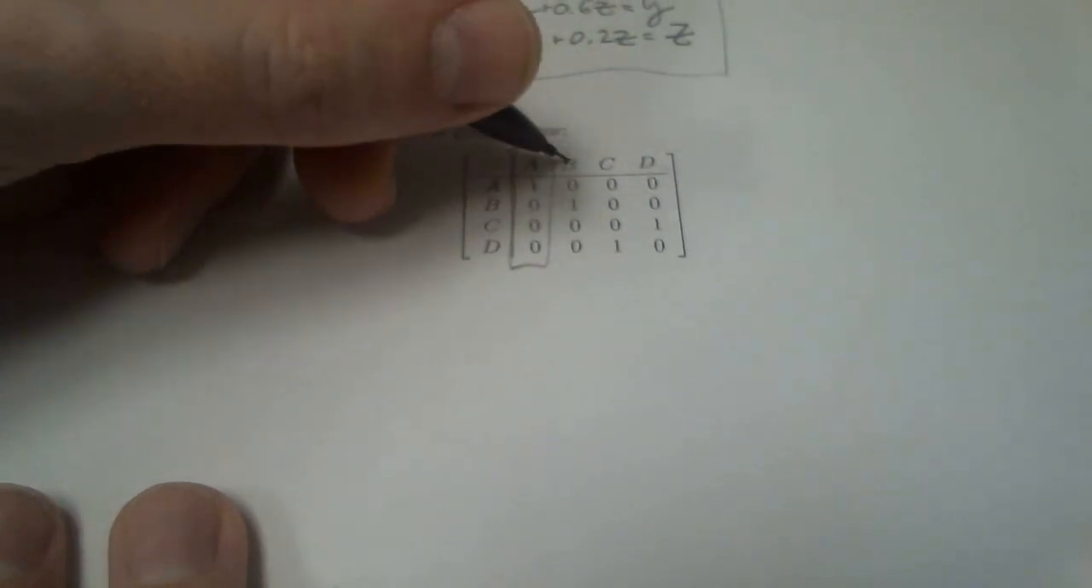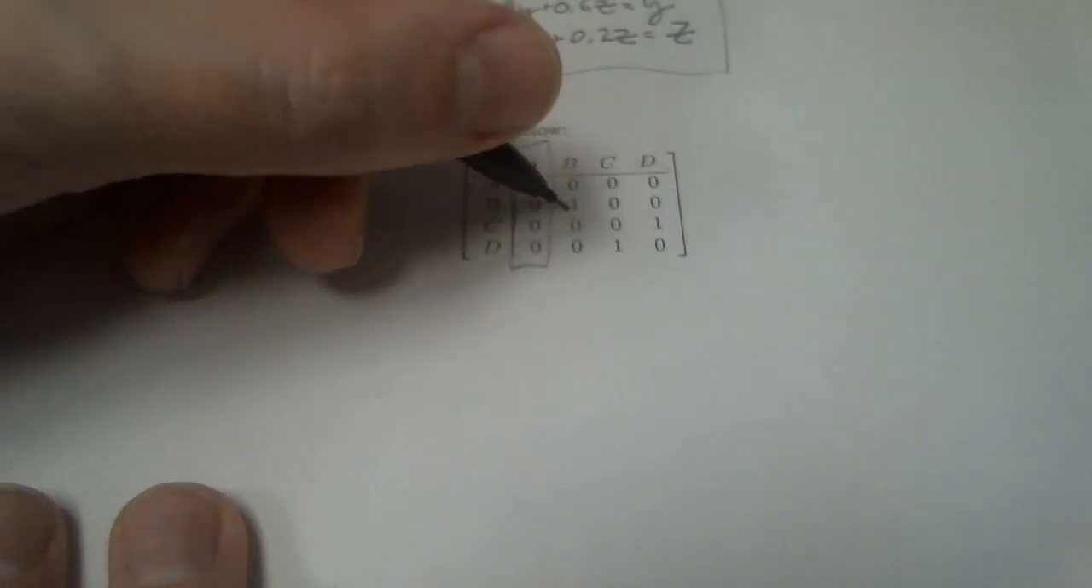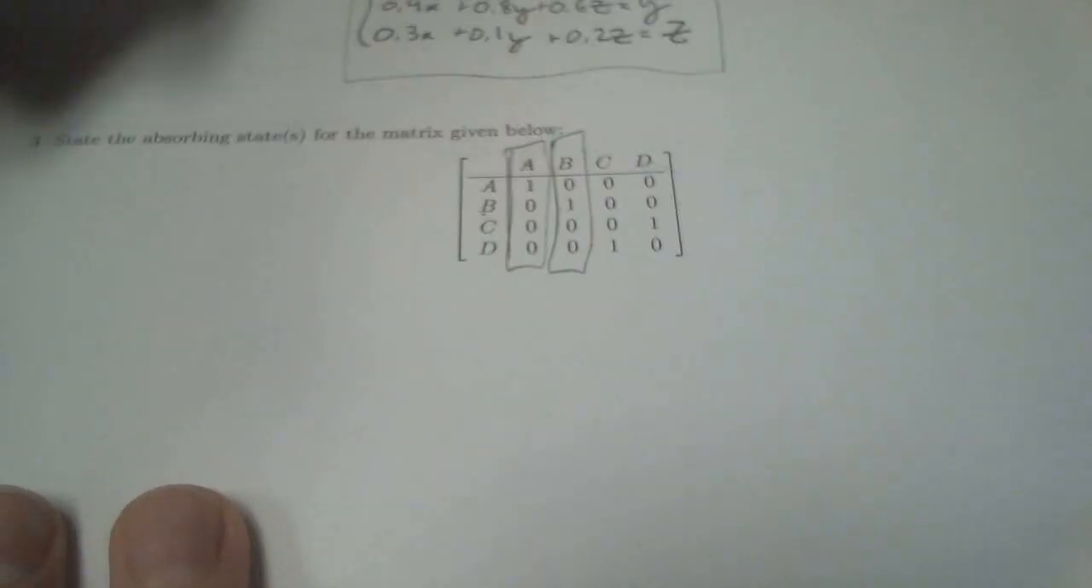Likewise for state B, here we have once you arrive in state B, we have a 100% chance of staying in state B and a 0% chance of going elsewhere. So that would be another absorbing state.